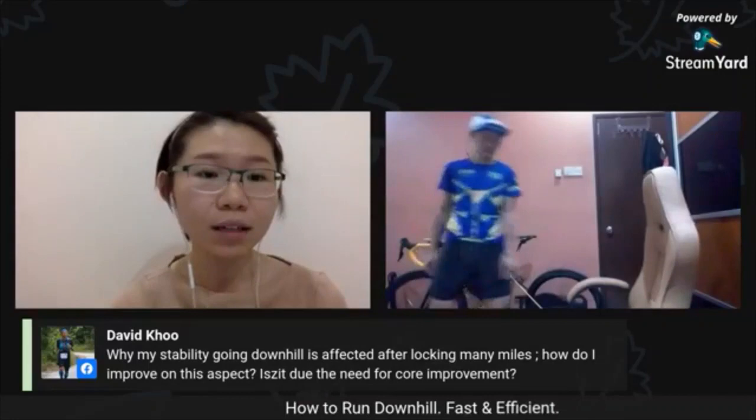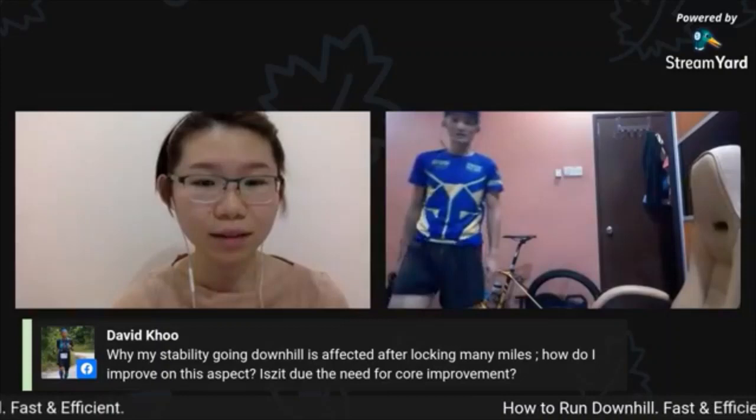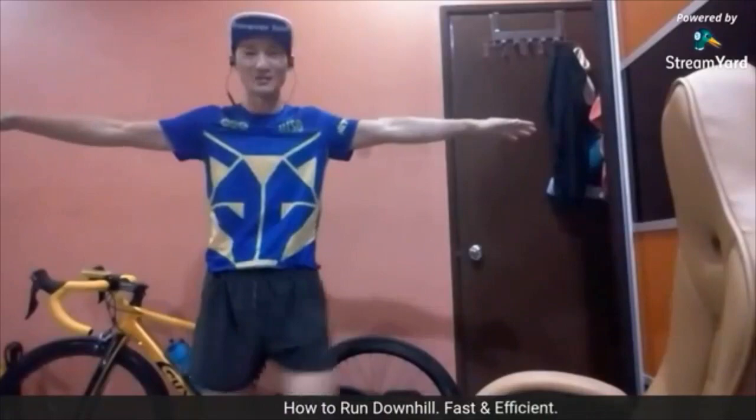Ray, what are you doing, Ray? I just want to add, see whether I can do this, whether you can see or not. Okay. What do you want to do? Just want to show them how to do stability exercising when you want to run downhill. Okay, just a very simple one.